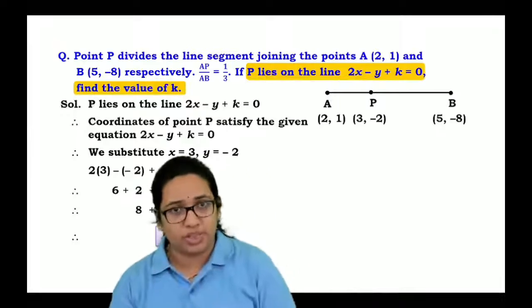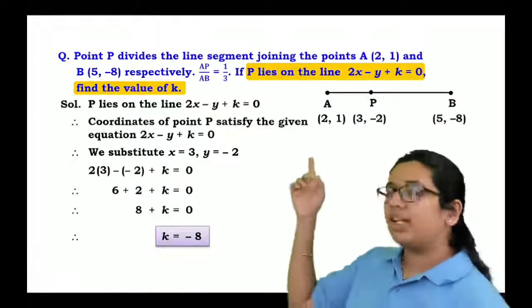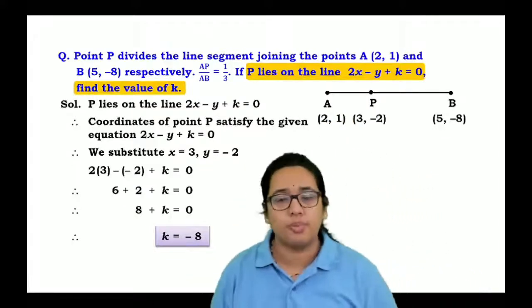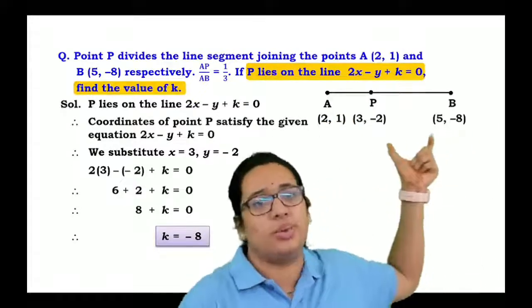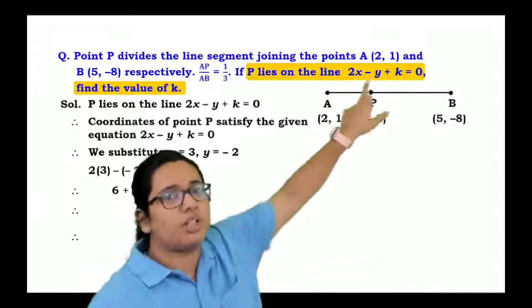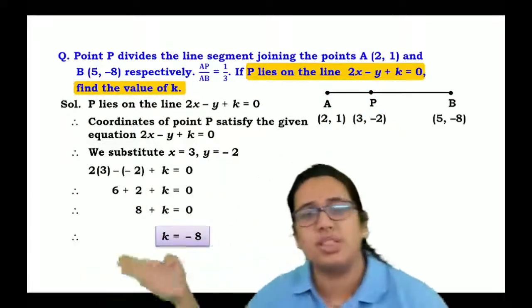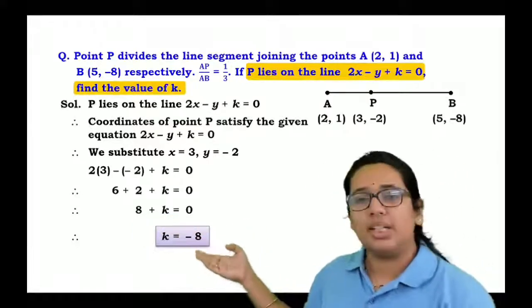You found out P, and as P lies on the given line, it means that the coordinates of P will satisfy this equation. In place of x the x coordinate, in place of y the y coordinate, we just substituted and solved this equation, and you will easily get the value of k.